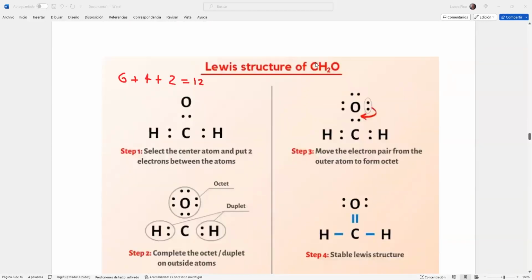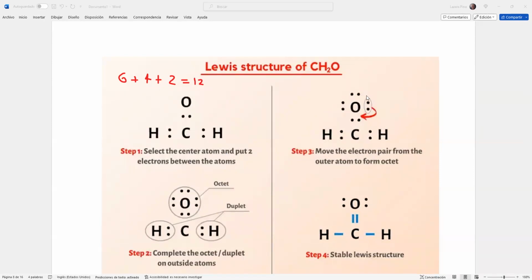In this molecule, you have 1 carbon, 2 hydrogen and 1 oxygen. Then the central atom is carbon, you put 1 oxygen, 1 hydrogen, you put 2 electrons in between, and now you have 6 more to share, then you complete 1, 2, 3, 4, 5, 6. Now you have the 12 electrons represented around the atoms.